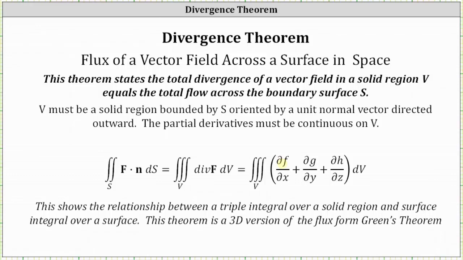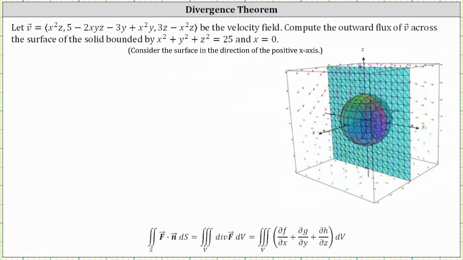So going back to our example, let's begin by determining the divergence of the given vector field, where f is equal to the x component of x squared z, g is equal to the y component of 5 minus 2xyz minus 3y plus x squared y, and h is equal to the z component of 3z minus x squared z. Before we set up the triple integral, let's find the divergence of the vector field V.